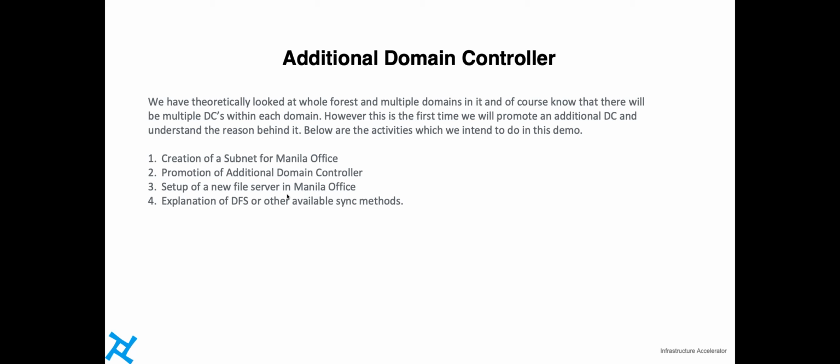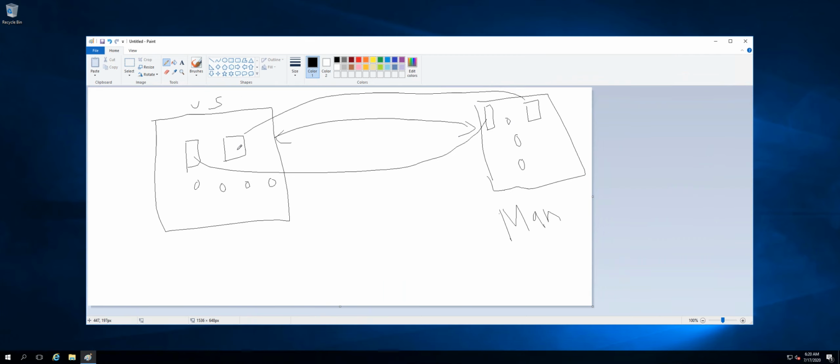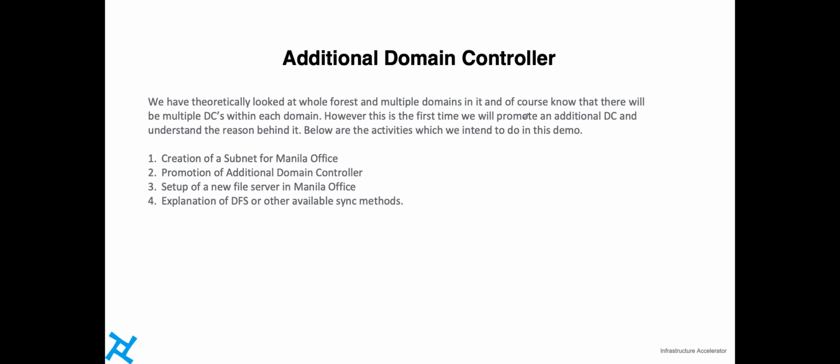However, this is the first time that we will promote an additional domain controller and understand the reason behind why we have promoted it. Below are the activities which we intend to do in this demo. We are going to create a new subnet for the Manila office, because so far what we did was that we just went ahead and set up this IPsec tunnel, and we just created a network. But now we really need to define the network properly here. And we need to promote an additional domain controller.